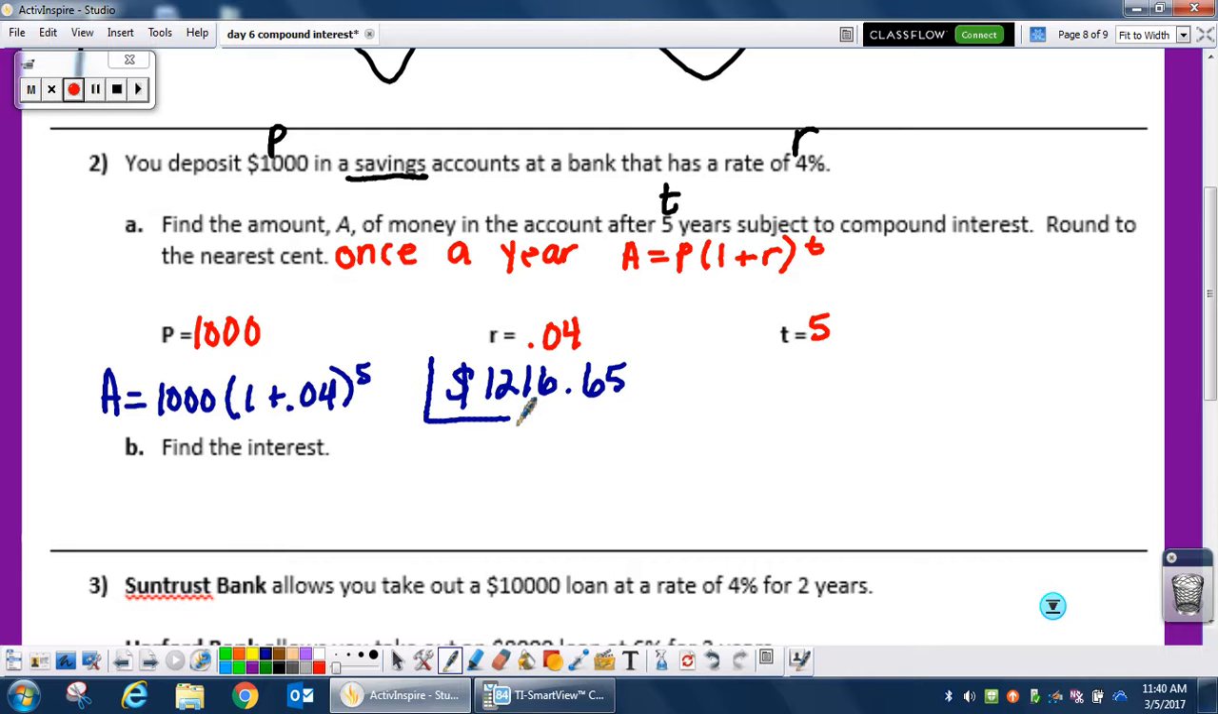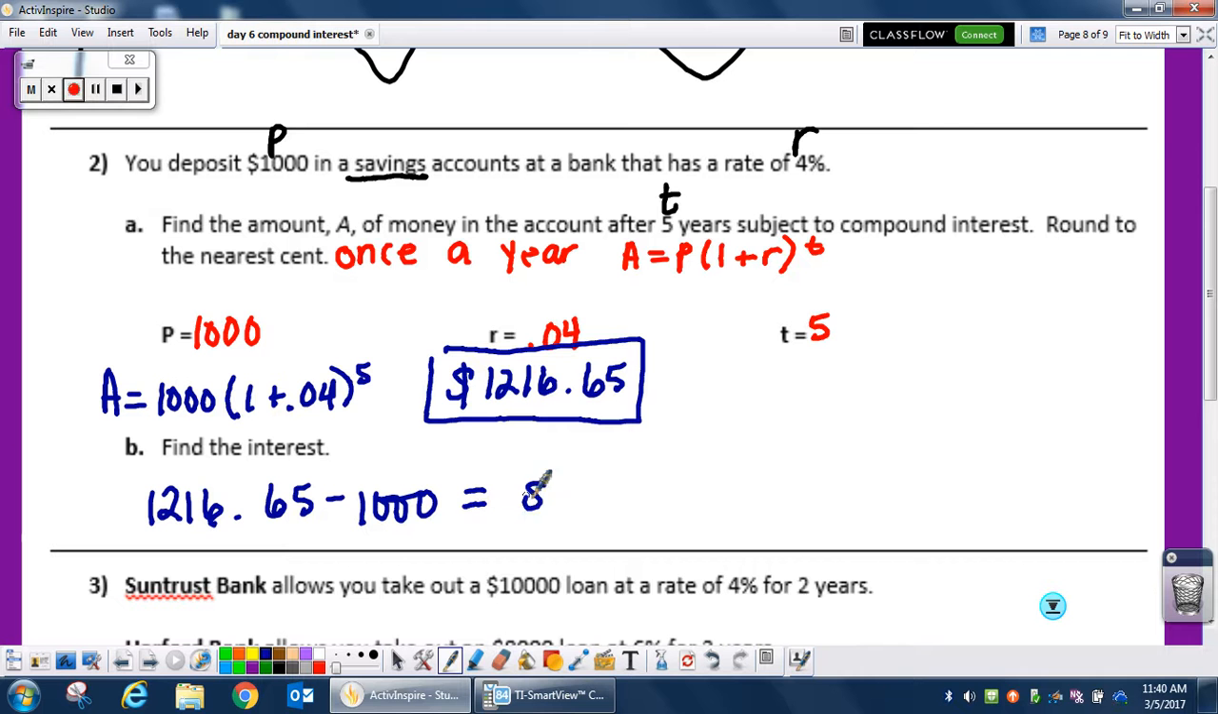So now if you want to figure out how much you earned, so how much interest you made, so that's money you make just by keeping your money in that account. That would be, I believe, $216. Not $2.